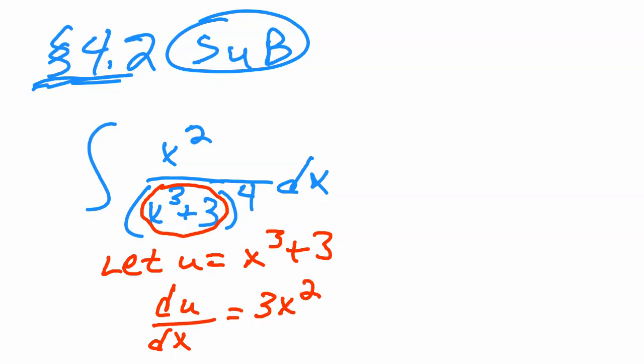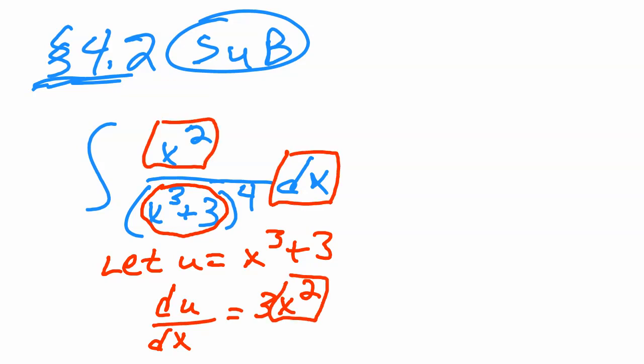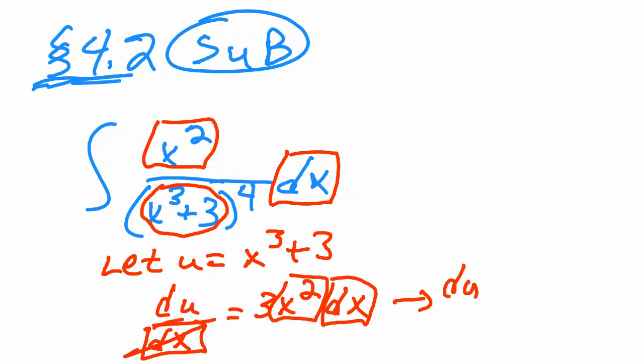And notice that I have an x squared here, and I have an x squared here, and then I also have a dx up here. So what I can do, and I'll do this every time, is attach that dx to the right. So when I write u equals x cubed plus 3, I'm going to put du on the left and attach the dx on the right. Then I can get rid of that 3 and put it on the other side. So du divided by 3 equals x squared dx.